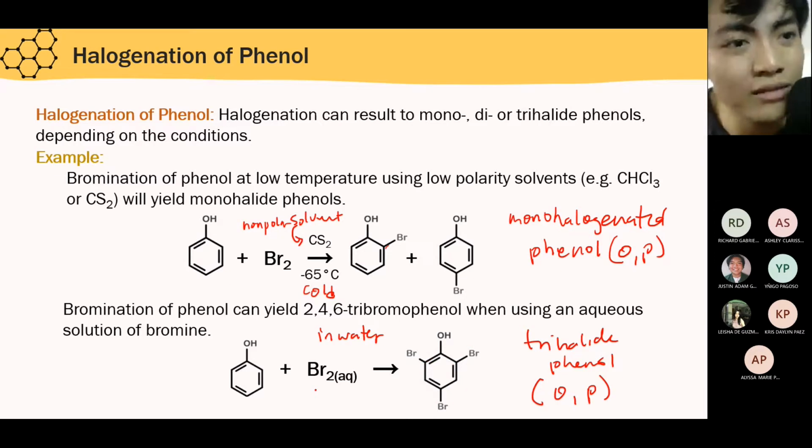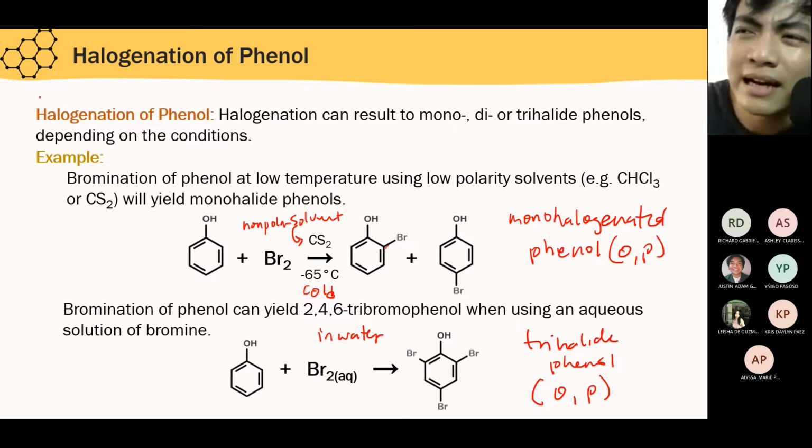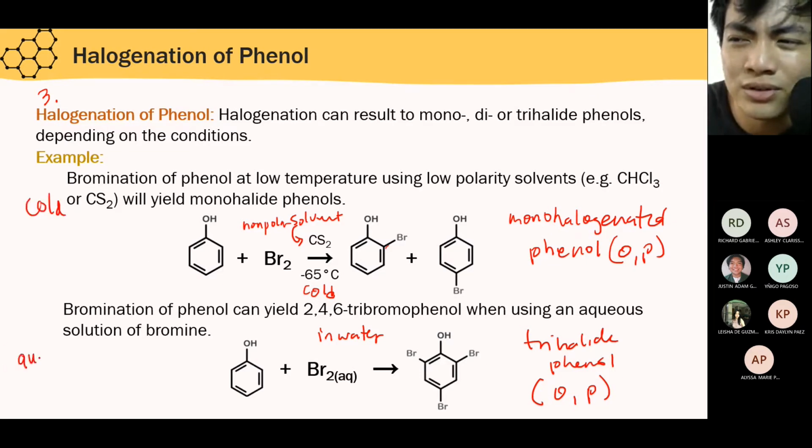So lahat sila. Meron sa meta pero sabi ko nga hindi siya masyado observed. Okay, so that's the third reaction of phenol. Kakabisaduhin na lang yan. Okay, so kapag cold, ito, kapag nasa water or aqueous, or in water, ito yung product. Okay?